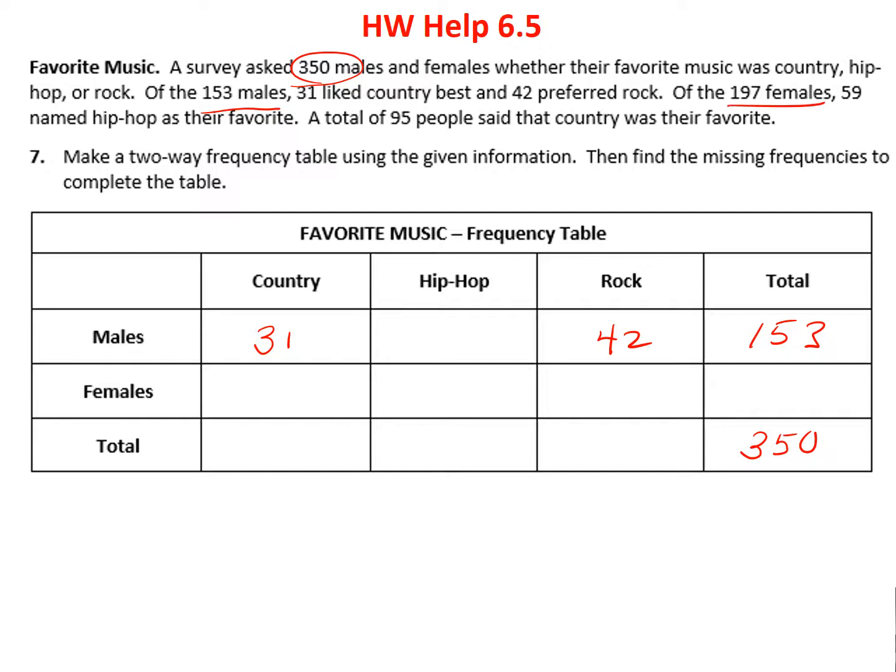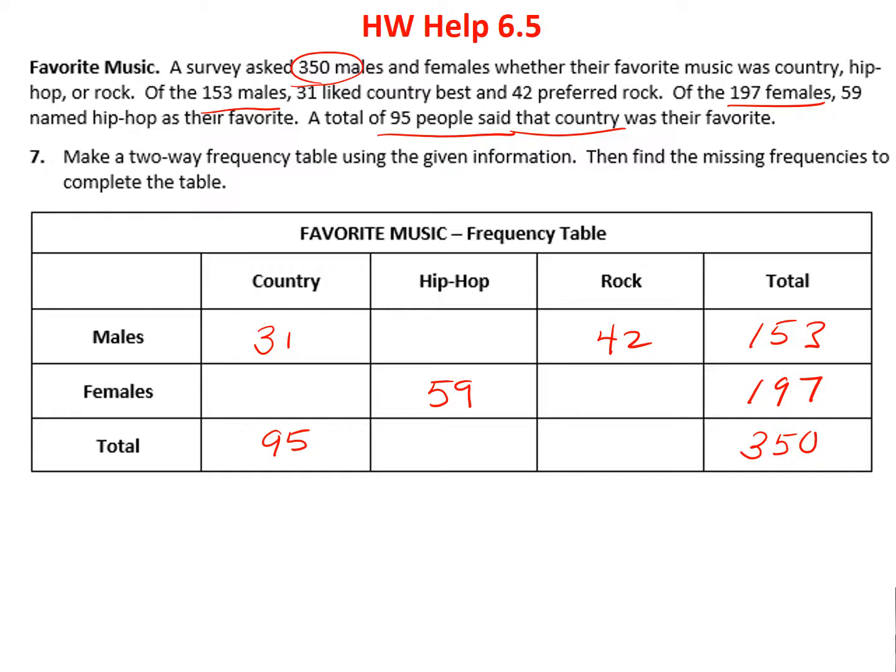Okay. Of the 197 females, so there's 197 females. Notice these add up, 7 and 10, 15, 30, so that checks out. But of these 197, 59 named hip hop. And a total of 95 people said country was their favorite. So down here, country is going to be 95.